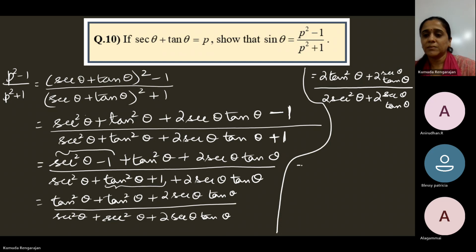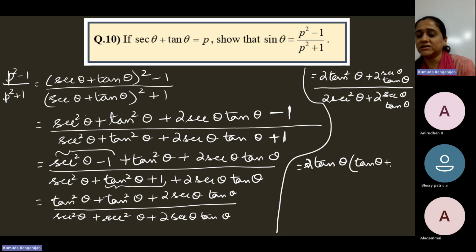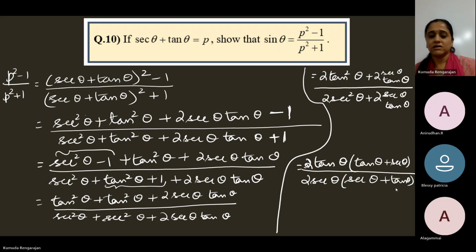Now what's common in the numerator? 2 tan theta is common. So tan theta plus secant theta. Tan theta plus secant theta divided by 2 secant theta is common, secant theta plus tan theta. Now they'll get cancelled, no? Bracket secant theta plus tan theta, secant theta plus tan theta. 2.